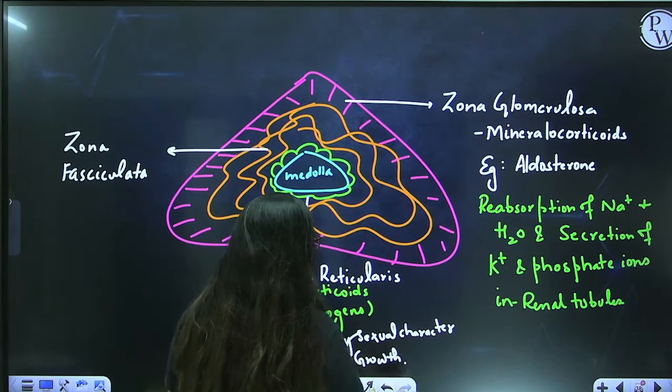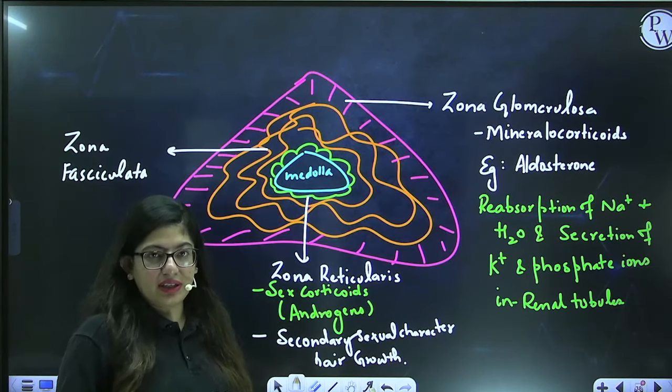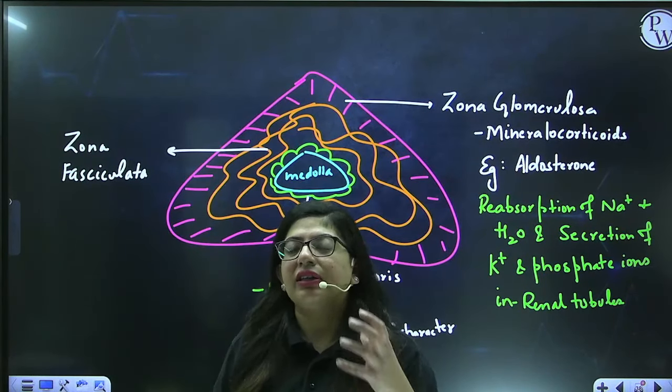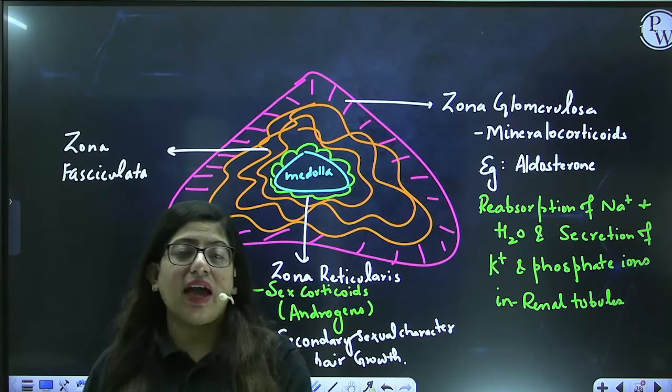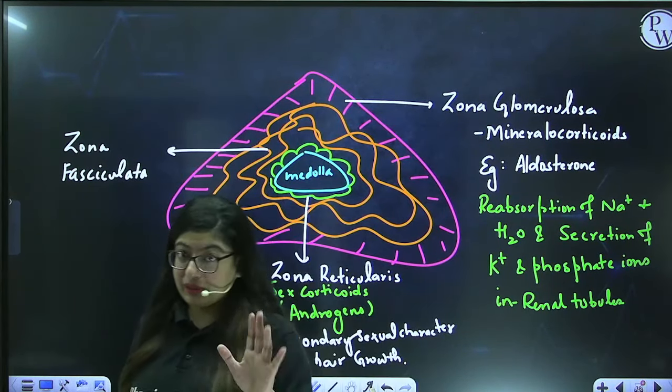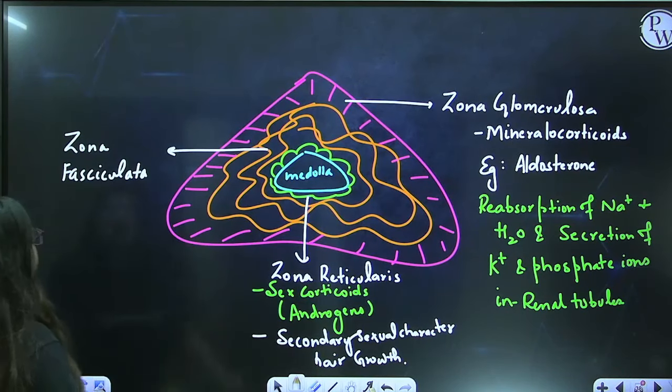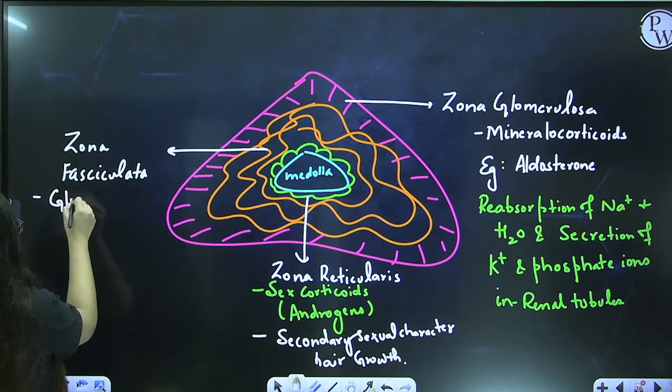So if in any female the level of these androgens increases, that female may have hair on the face, because that is the character of a male. Males have a beard, females do not, right? All right, zona fasciculata secretes glucocorticoids.